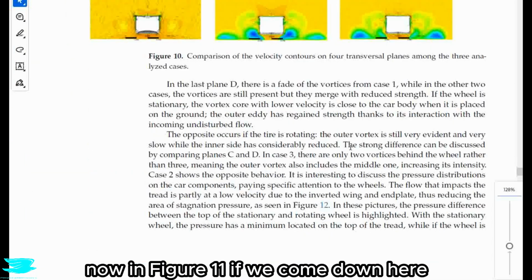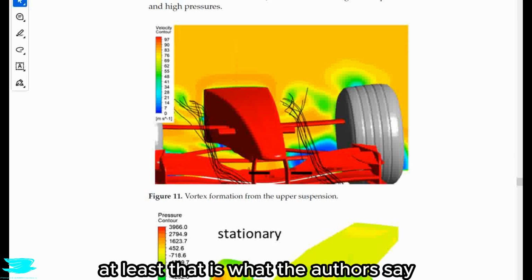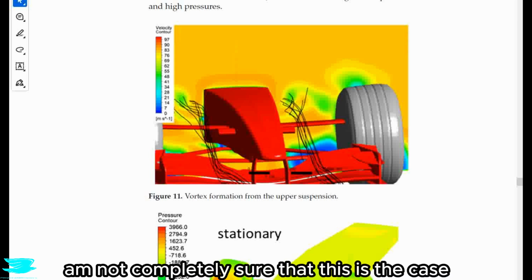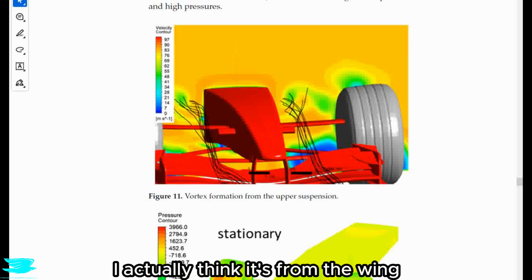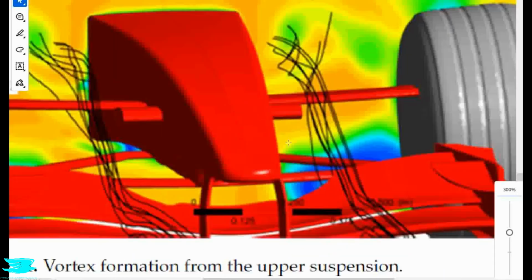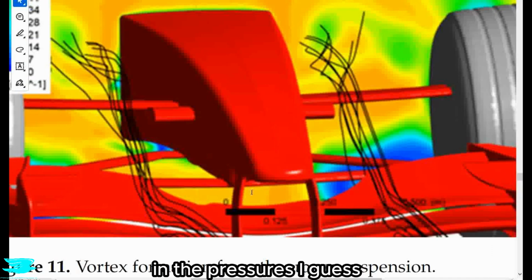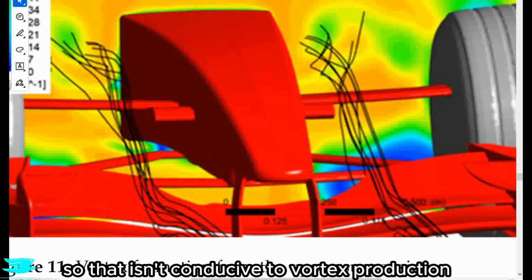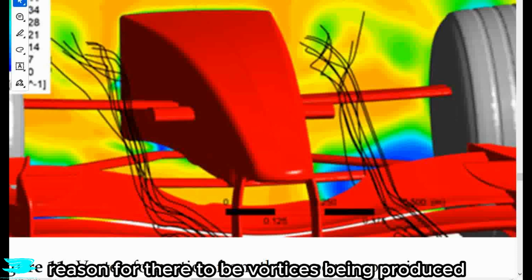Now in figure 11, if we come down here, we see a vortex off the suspension. At least that is what the authors say. And I personally am not completely sure that this is the case. I don't think it's from the suspension. I actually think it's from the wing. The reason why is because, first of all, if I zoom in here, the suspension doesn't seem to be producing much of a difference in the pressures, nor is it at an angle to the flow. So that isn't conducive to vortex production. There's not much reason for there to be vortices being produced.